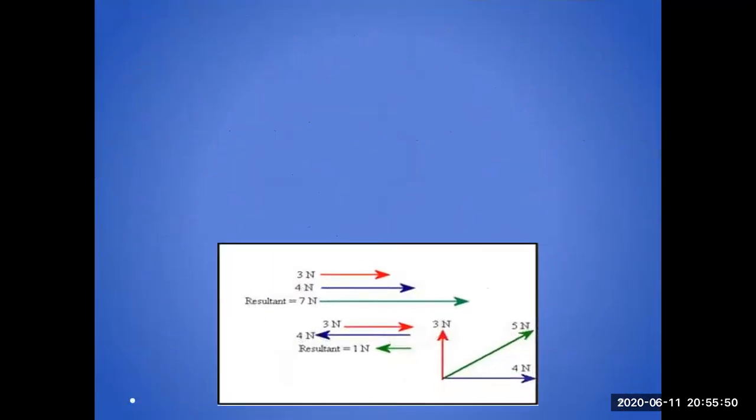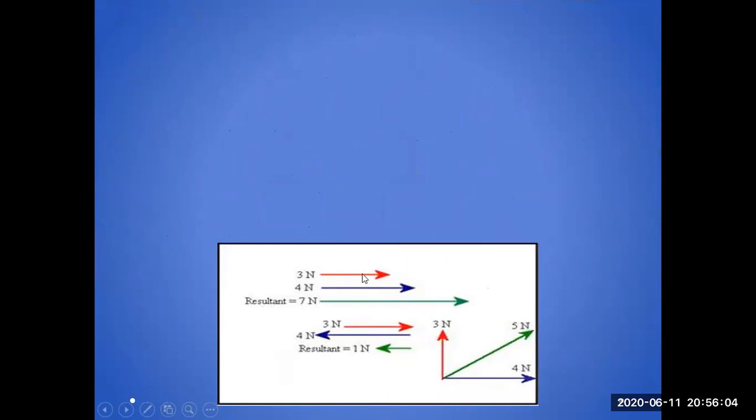You have added these two vectors together. So here it is. If you look at this, this is another example. 3 Newton force is acting in this direction, 4 Newton force is acting in this direction, 7 Newton force is acting.